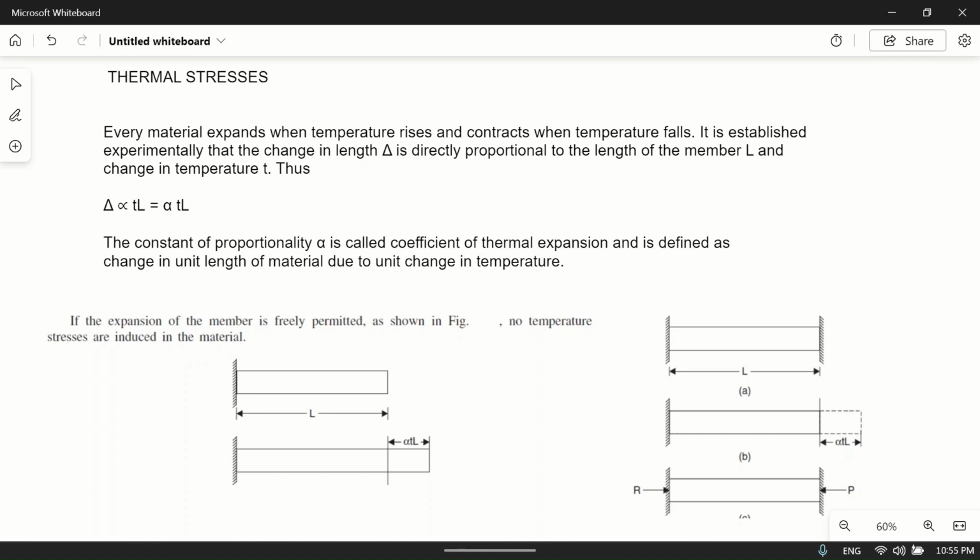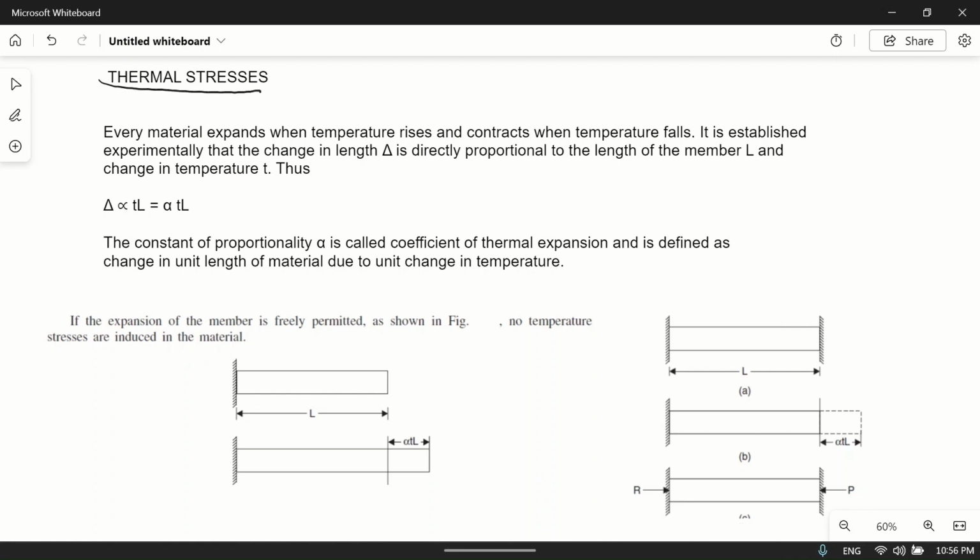So in this video we will discuss thermal stresses. So what is thermal stress? Suppose this is a steel bar of length L, and if we heat it, we increase its temperature by delta T, then its length will increase, because we already know that if we heat something then length increases, and if we cool something then it will contract or length will decrease.